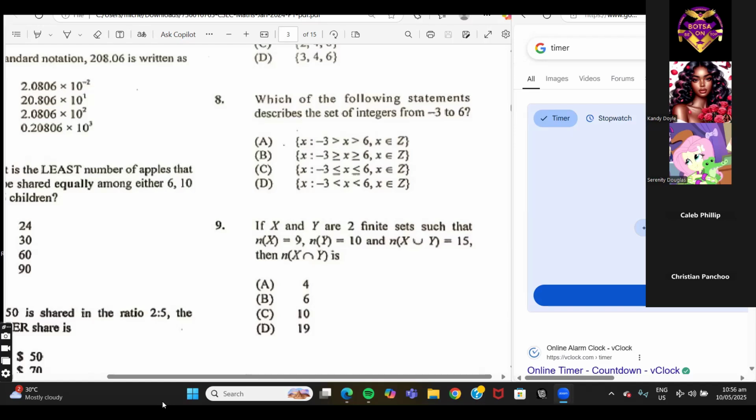Which of the following statements describes the set of integers from -3 to 6? Integers are negative and positive numbers altogether, right?